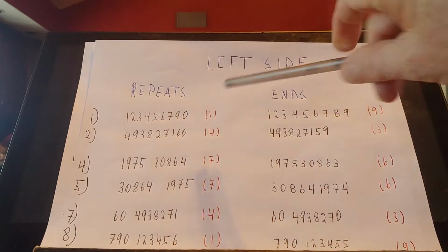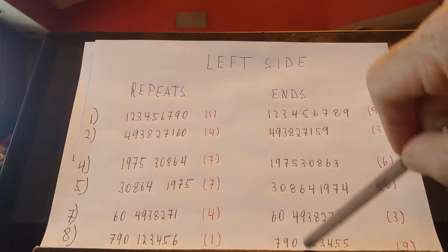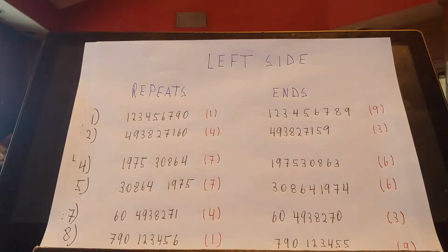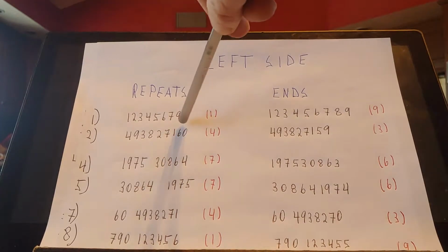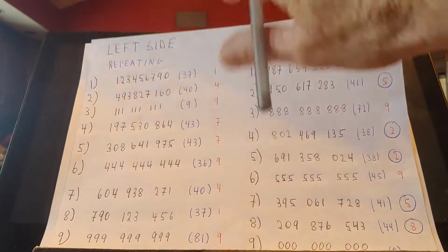So let's look at the right-hand side. 1, 2, 3, 4, 5, 6, 7, 8, 9. And 8, 1, 2, 3, 4, 5, 5. 790. Okay, but it's the same thing that went on over here. 790. 1, 2, 3, 4, 5, 5. So we see how this number is morphing into itself, so to speak.